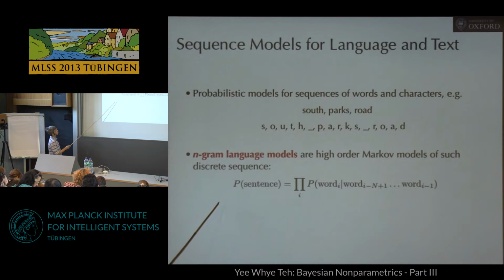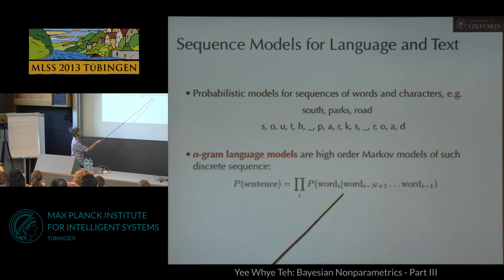A typical approach to modeling these sequences is what's called n-gram language models, which are basically high-order Markov models. We're going to model the probability of a sequence of words as simply the product of the probability of each word given the previous n-1 words. This is what's called an n-gram language model.